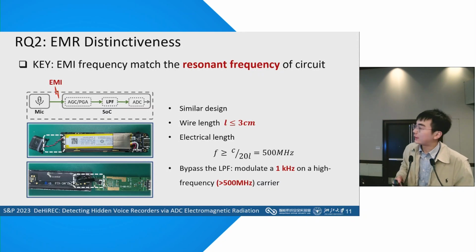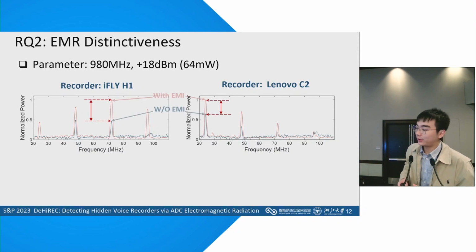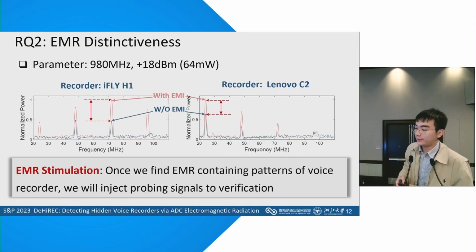We also noticed that there's a low-pass filter inside the recorder, so we modulate a 1 kilohertz signal on a high-frequency carrier to bypass the filter and inject EMI signals. We give the stimulation result of other 2 recorders when the EMI frequency is set to 918 megahertz. So in summary, our answer to question 2 is that once we find a spectrum with similar characteristics to the voice recorder, we will inject EMI signals to perform a secondary verification.